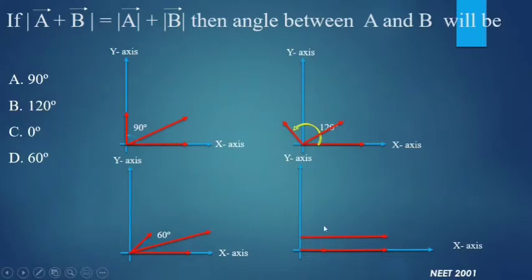But for a 0-degree angle, the sum of the magnitudes of the two different input vectors is equal to the magnitude of the resultant vector. So vector A plus vector B is the resultant vector. So option C is correct.